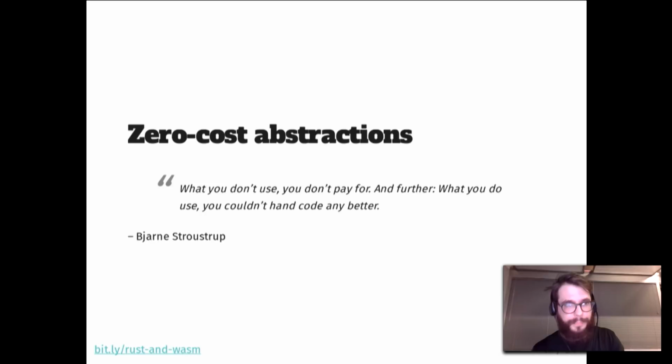All of this comes from zero-cost abstractions, which were coined by the creator of C++, Bjarne Stroustrup. The principle is that what you don't use, you don't pay for. And further, what you do use, you couldn't have hand-coded any better. An example of something from JavaScript that is not a zero-cost abstraction is multiple return values, because you end up allocating that object.